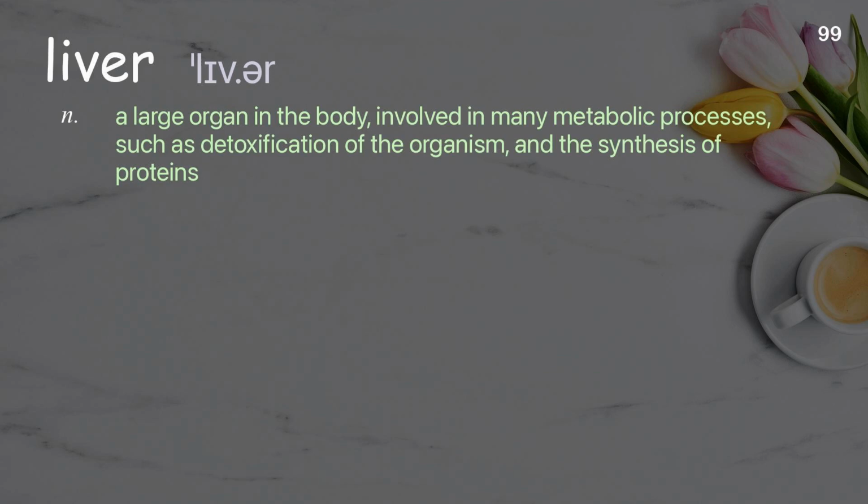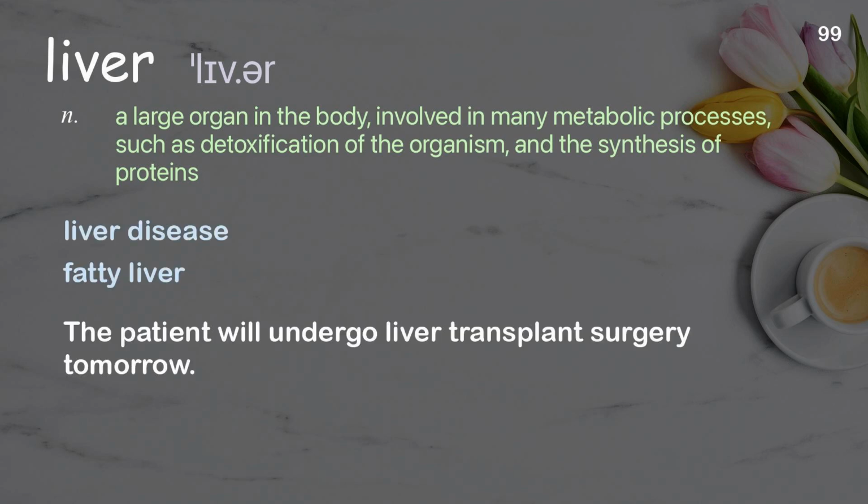Liver. A large organ in the body, involved in many metabolic processes, such as detoxification of the organism and the synthesis of proteins. Examples: liver disease. Fatty liver. The patient will undergo liver transplant surgery tomorrow.